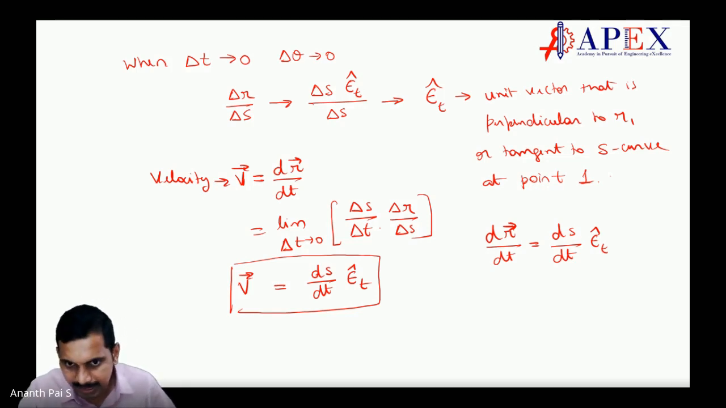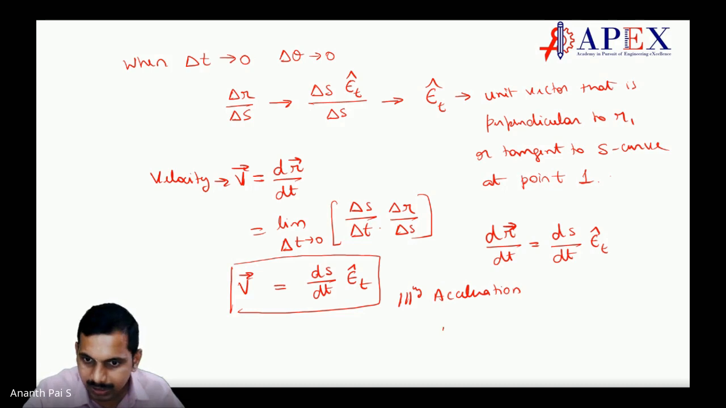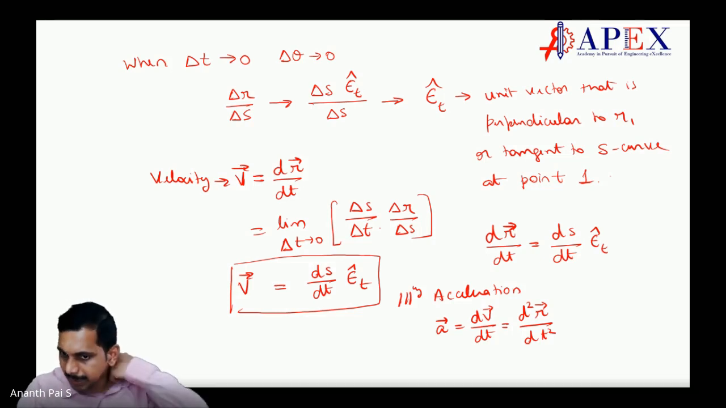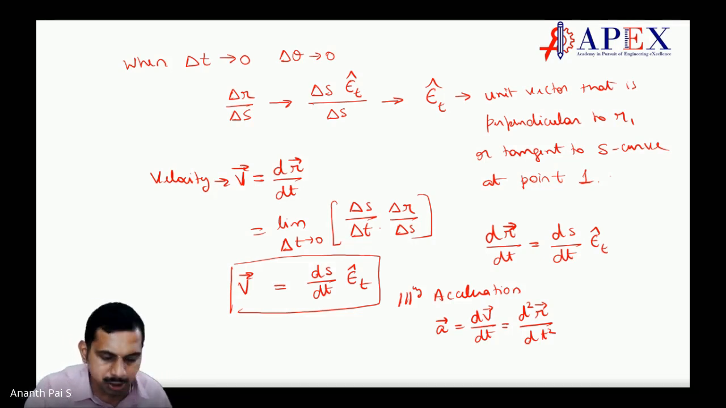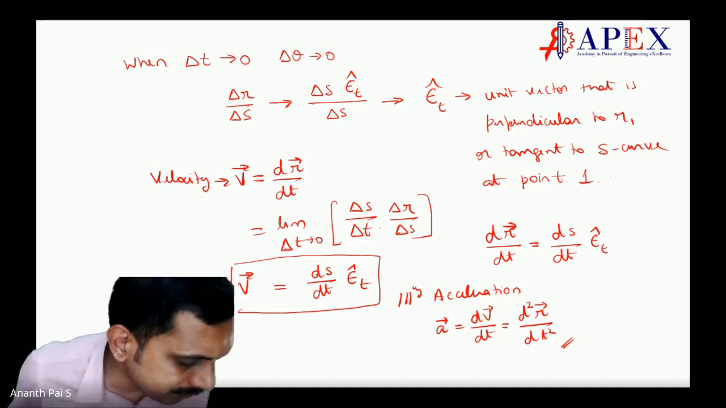Similarly, let us write acceleration also. Acceleration a is equal to dv by dt, which can be equal to d square r by dt square. Simple and straight, nothing great in that. Okay. What is dr by dt? We can write ds by dt. We'll not go further on to this. We'll stop here. So this is how we can find the acceleration vector. Then we will see in terms of different components.